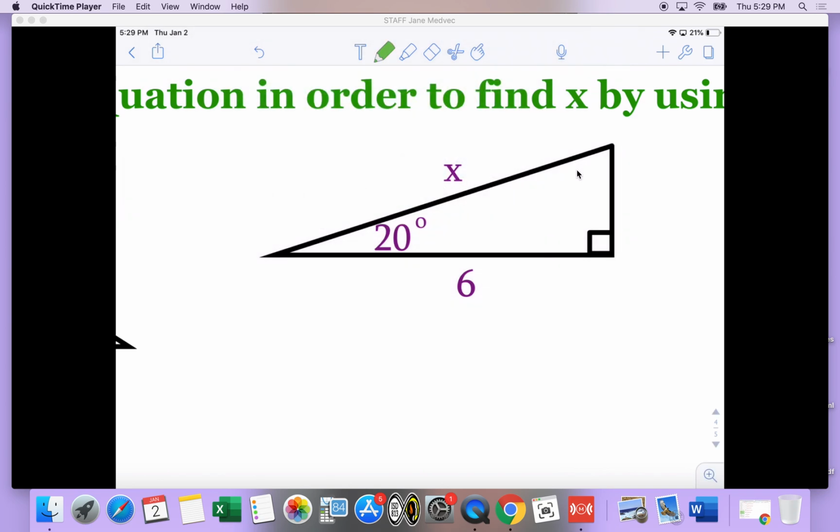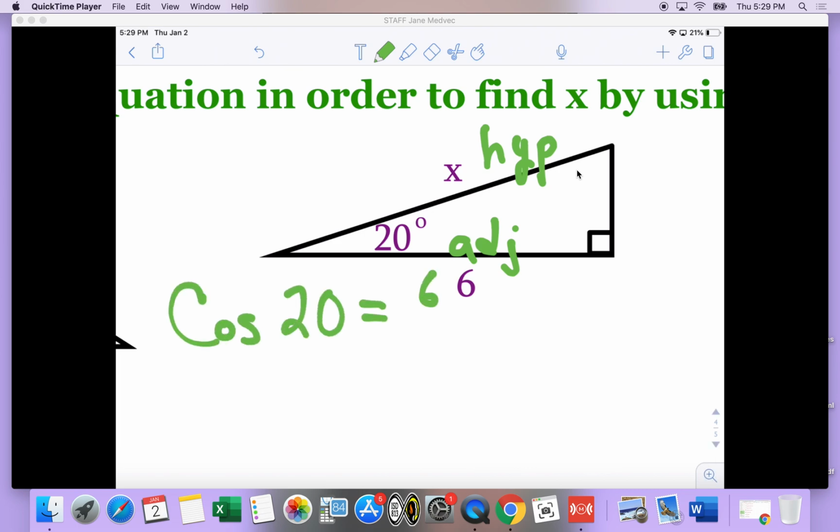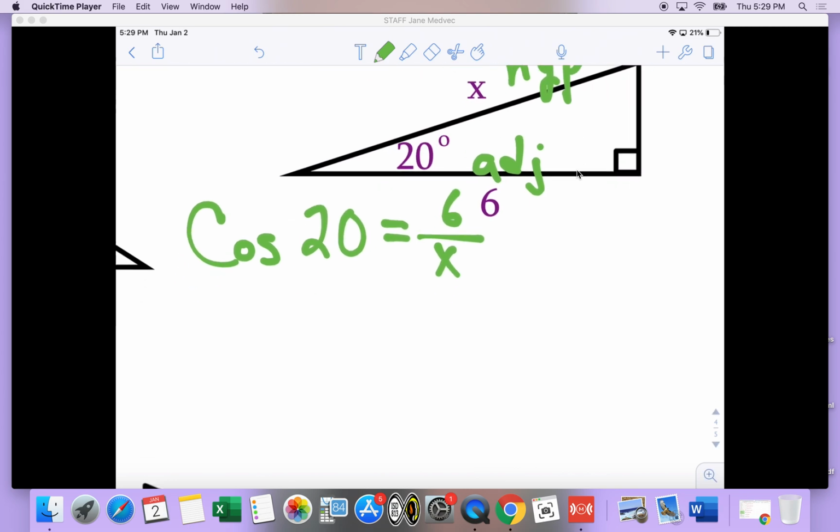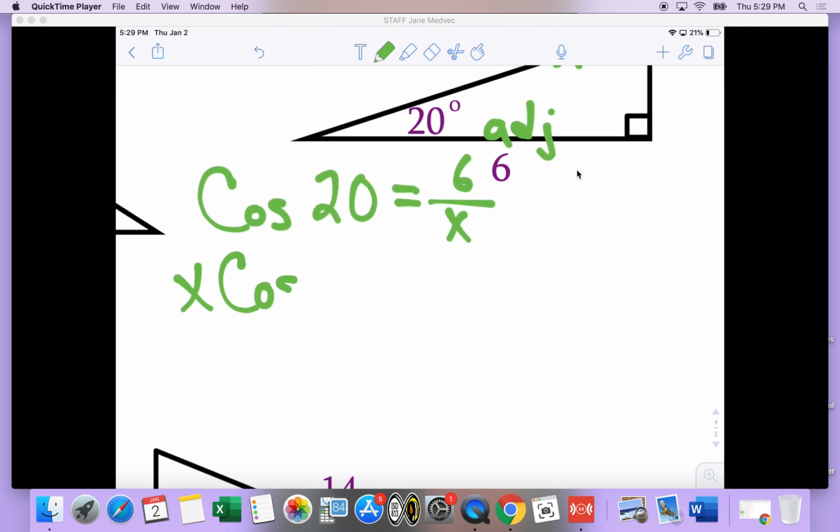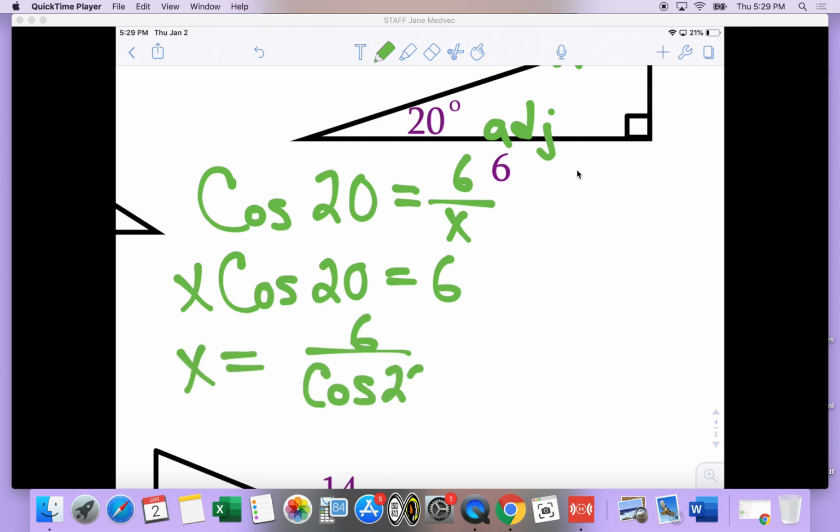Again, I'm looking at the 20 degrees. This is adjacent. This is my hypotenuse. So if I look at adjacent and I look at hypotenuse, it's cosine again. So cosine 20 is 6 over x. I want to get x by itself, so I multiply both sides by x. X is still not by itself, so we're going to divide by cosine. So x ends up giving me 6.4.